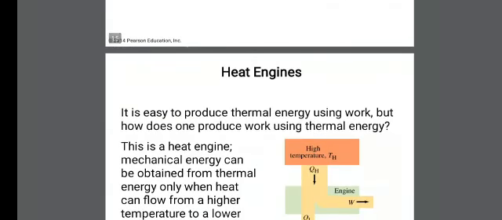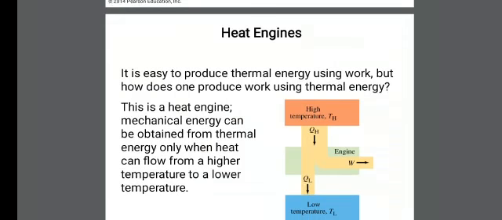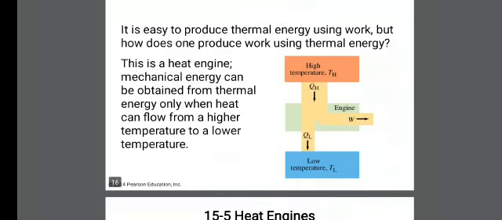Heat engine. It is easy to produce thermal energy using work, but how does one produce work using thermal energy? This is a heat engine. Mechanical energy can be obtained from thermal energy only when heat can flow from a higher temperature to a lower temperature. And this is the diagrammatic representation of the second law of thermodynamics, where lower temperature is represented by TL, higher temperature represented by TH. Here heat flows from higher temperature to lower temperature.